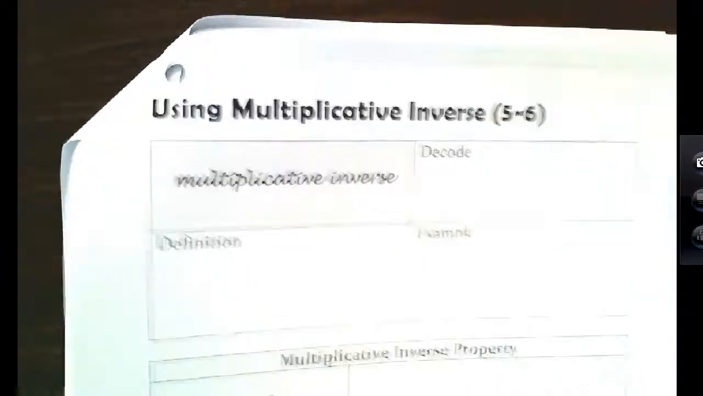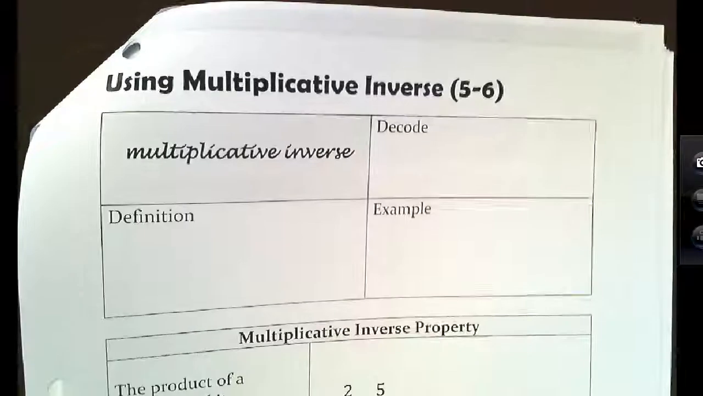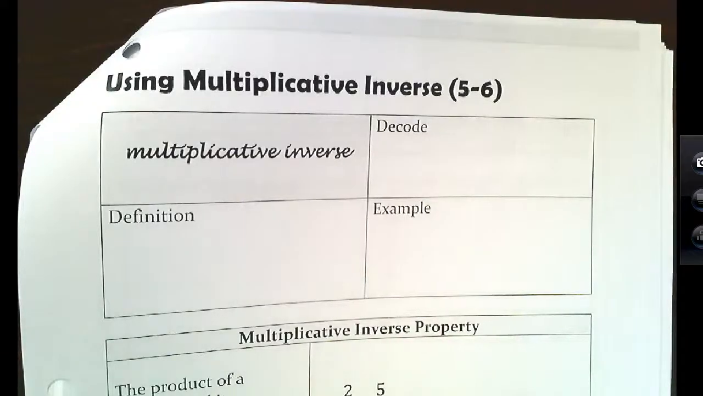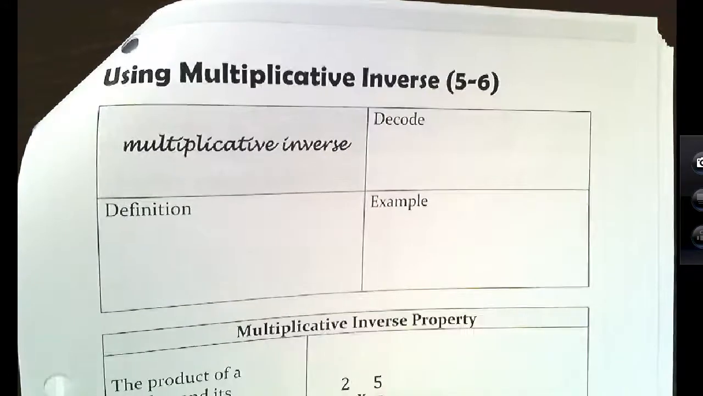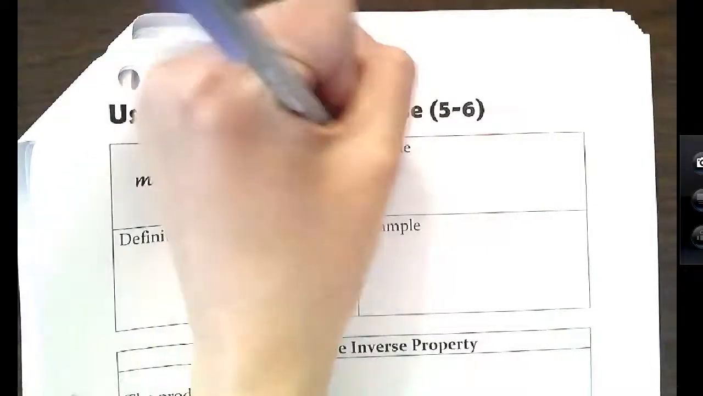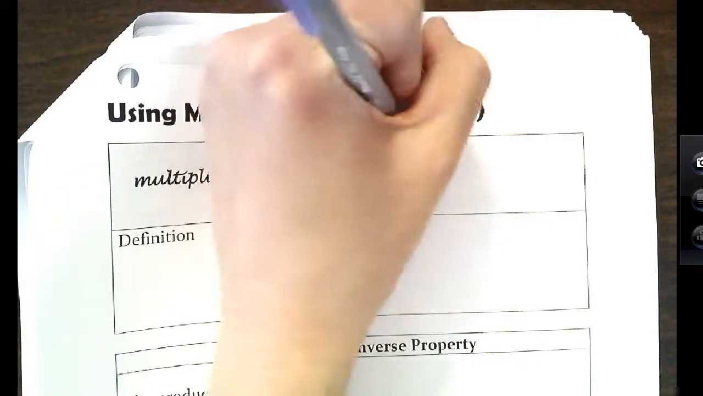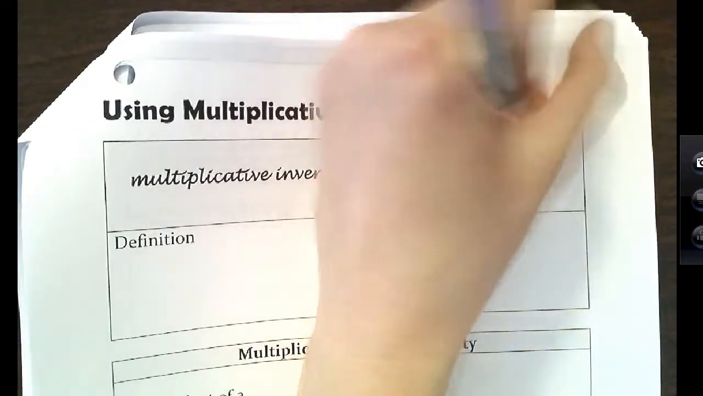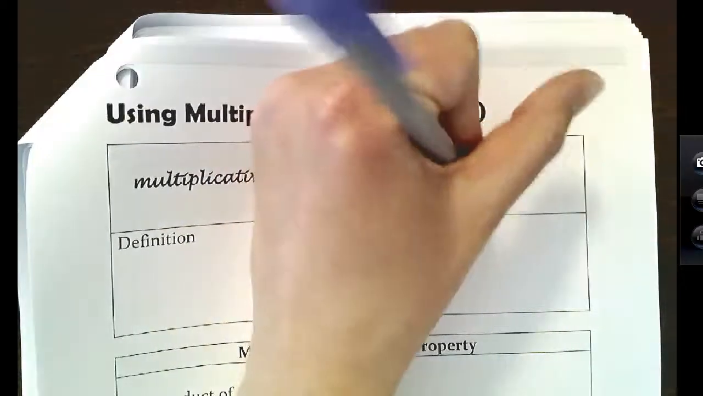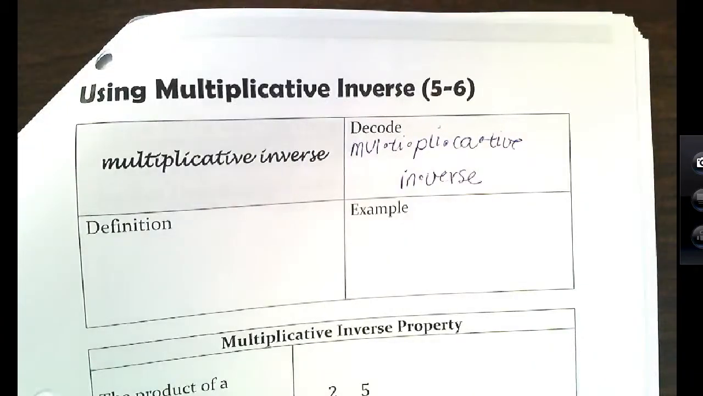And you can decode our first vocabulary word, which is multiplicative inverse. It is a mouthful. It's a lot to decode too, because it's multiplicative. Nope, that was multiplication. This is multiplicative, and then inverse. And we're going to practice saying that as well. So our first vocabulary word for today is multiplicative inverse. What's the word? Very good.